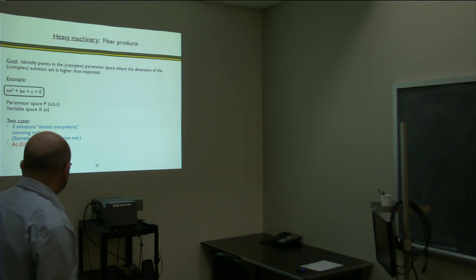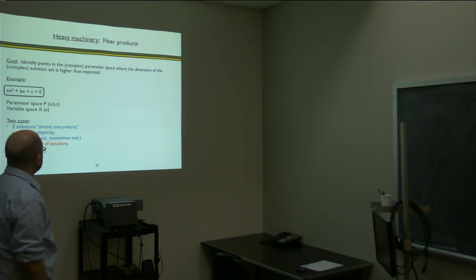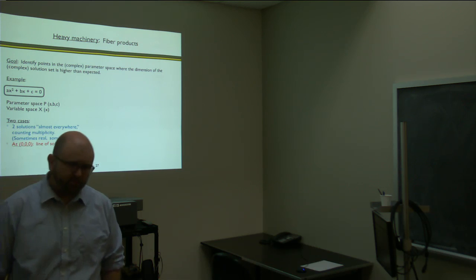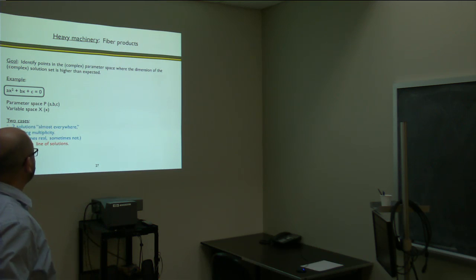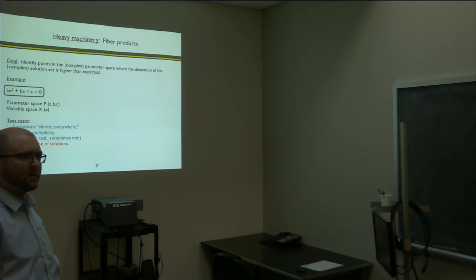Okay, so there are two main cases, I should say. There are 2 solutions almost everywhere, counting multiplicity. You could have double roots, of course, like in the case of 1, 0, 0, right? x squared equals 0, you have a double root. But that's okay, that's still 2 solutions, actually. Sometimes they're real, sometimes they're not.